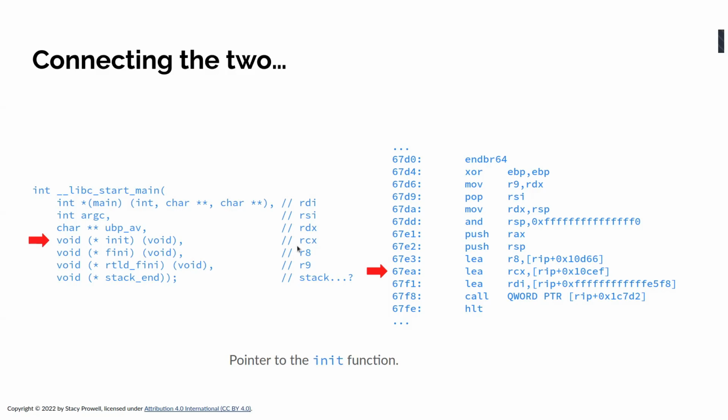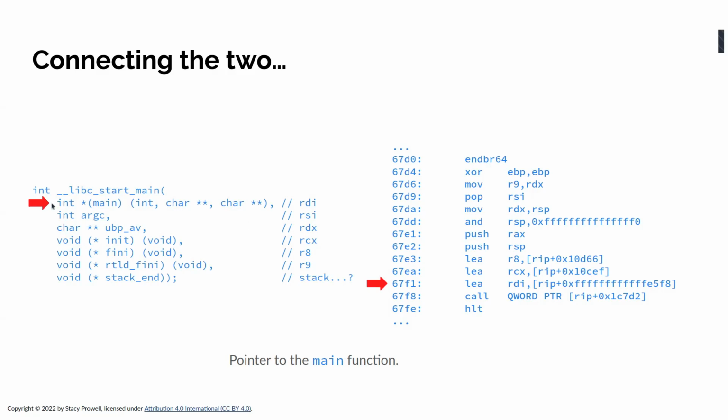This is the address of init. This is an initializer for your program provided by the C runtime, which again is a stub that typically contains nothing, but you can modify it if you so choose. And so those go into R8 and RCX because R8 and RCX are the places that hold those arguments. Finally, look at this. We load RDI with this RIP relative thing.